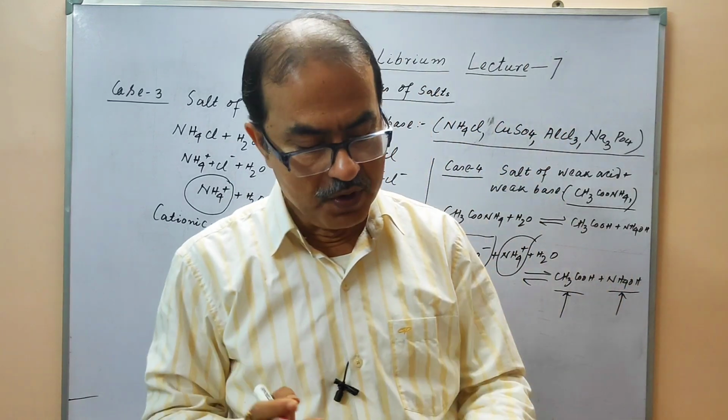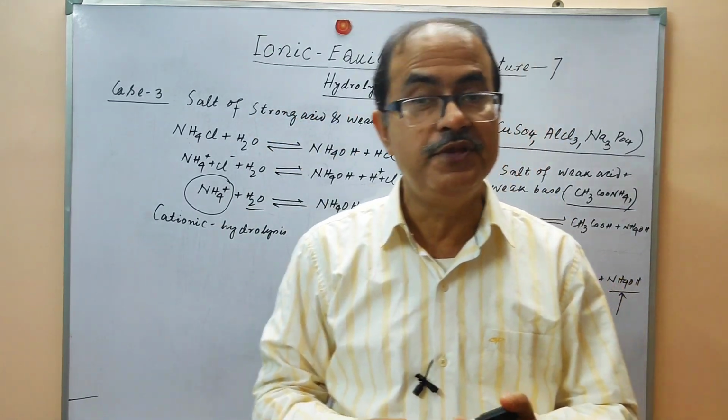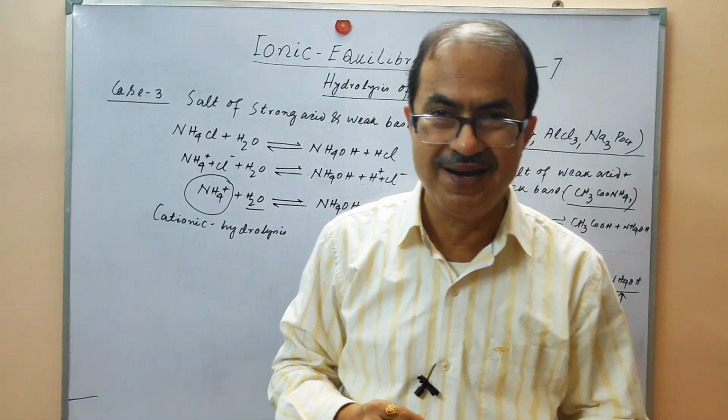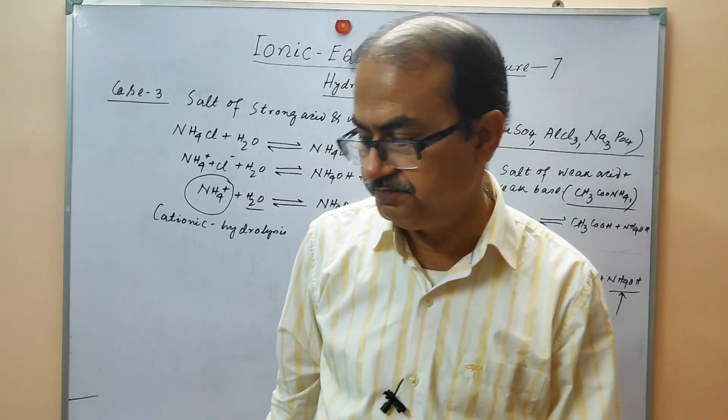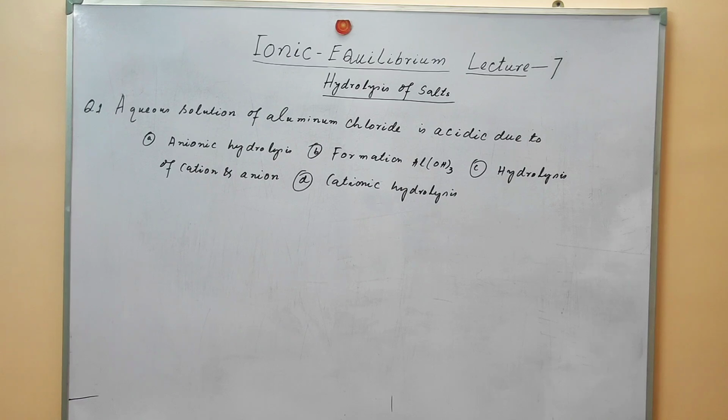Okay. Now, which type of question from this portion will come? Let us understand with one example. Aqueous solution of aluminum chloride is acidic due to, and 4 options are given. A, anionic hydrolysis. B, the formation of aluminum hydroxide. Then hydrolysis of cation and anions, and the last is cationic hydrolysis.